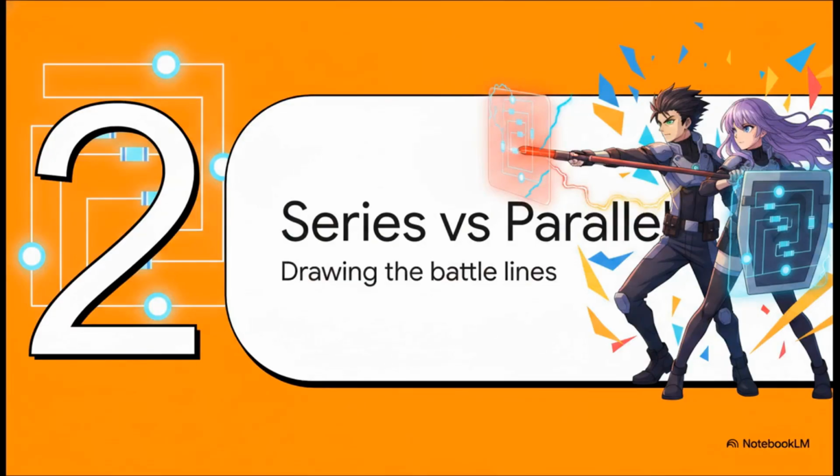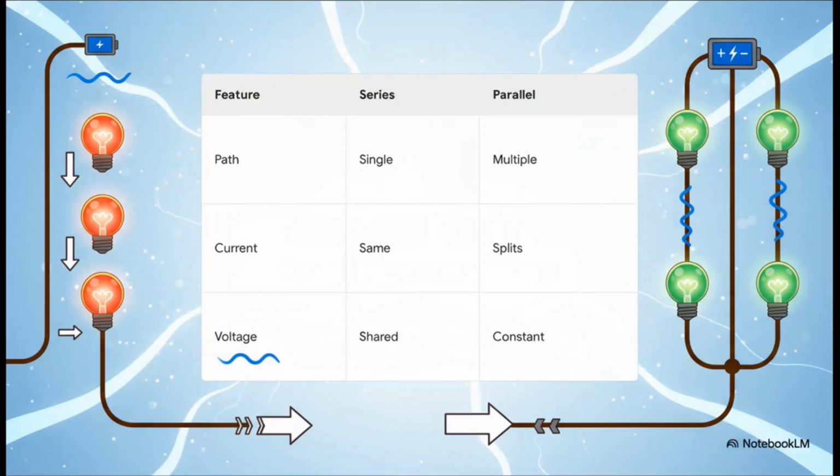Okay, moving on to section 2. Let's clearly define series versus parallel circuits. We really need to draw the battle lines between these two fundamental setups, because confusing their properties is another huge pitfall. Think about the pathways first. A series circuit has a single continuous path, kind of like a one-way street with absolutely no side roads. A parallel circuit, on the other hand, has multiple paths branching off at those nodes we just talked about.